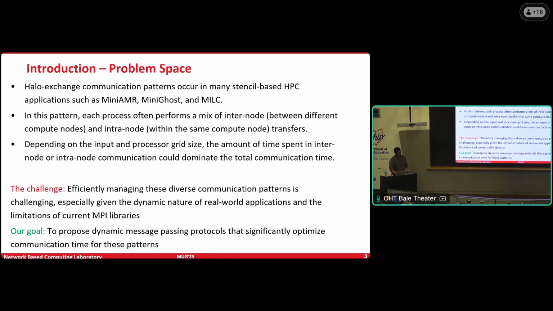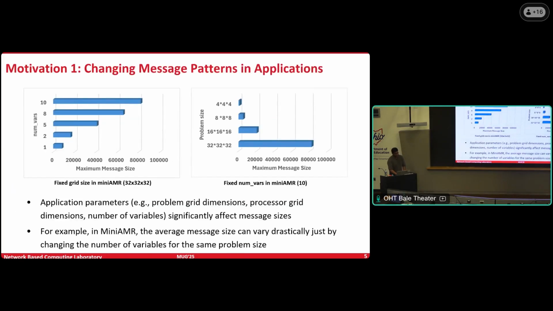So to introduce, we know that Halo Exchange communication patterns occur in many stencil-based HPC applications like Mini-AMR, Mini-Ghost, and MILC. In this pattern, typically each process performs both internode communication as well as intranode transfers. Depending on the input parameters, like processor grid size as well as number of parameters, the internode and intranode communication time can vary, and the dominating factor can be changing.